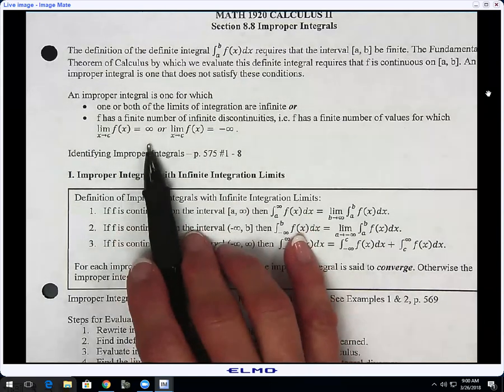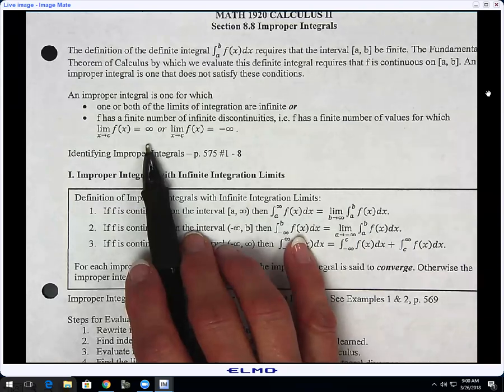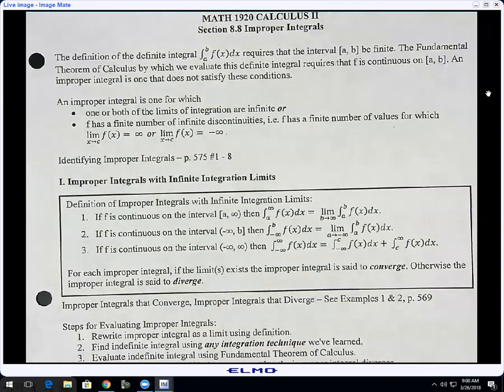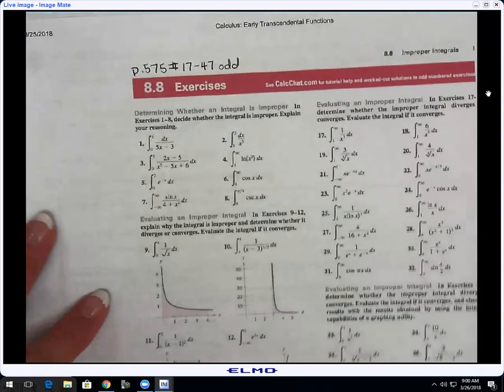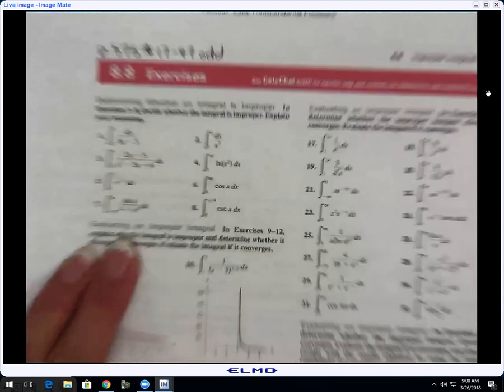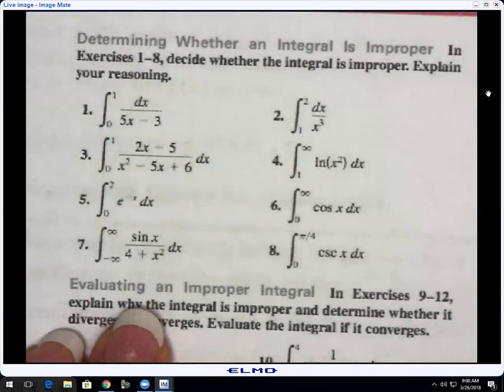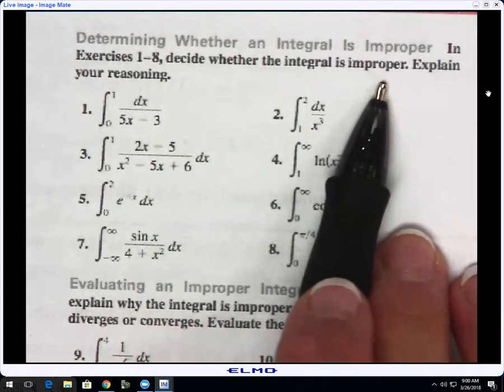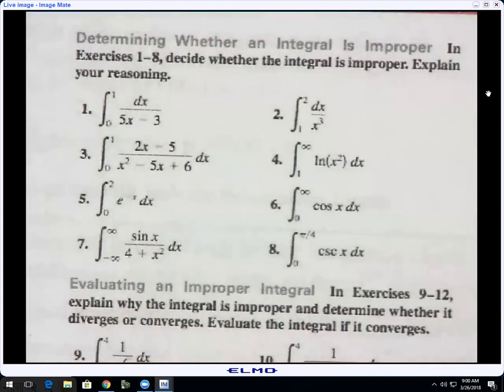If one of those two conditions is met, then we're dealing with an improper integral rather than a proper integral. And the first thing we need to do is be able to recognize them. So on page 578, 1 through 8, just say decide whether the integral is improper and explain your reasoning. Remember, improper, one of two things happens. Either one or both of the limits is infinity, or there's a finite number of vertical asymptotes somewhere in the interval from A to B.